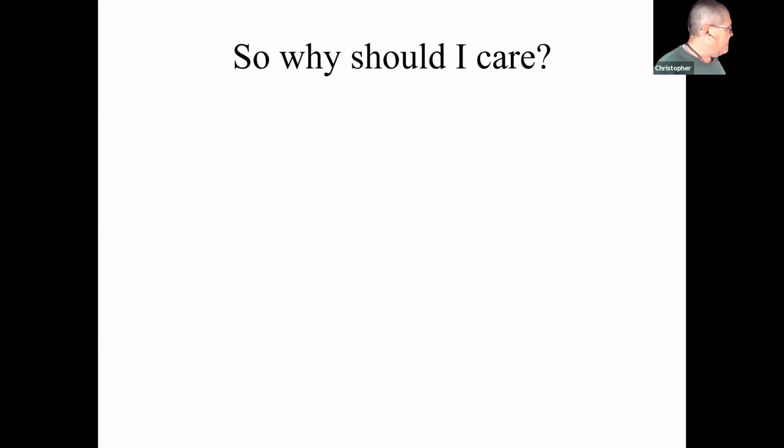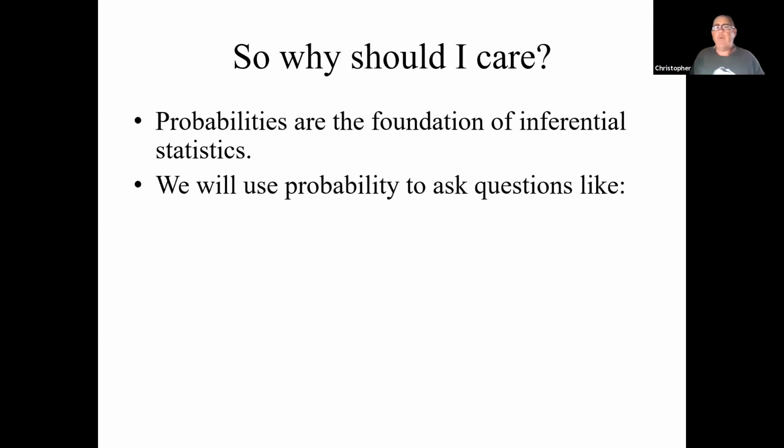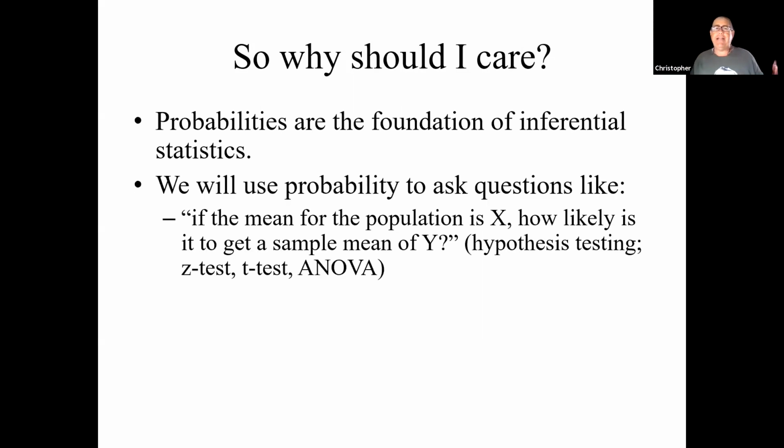So why should you care about this? Probabilities are going to be the foundation of what we call inferential statistics. And inferential statistics are really where all the action is in statistics. We're going to use probabilities to ask questions like, if the mean for a population is X, how likely is it to get a sample mean of Y? How likely would this sample result reflect a population that looked a certain way? When we get to hypothesis testing, z-test, t-test, ANOVA are all variants on questions of that nature.